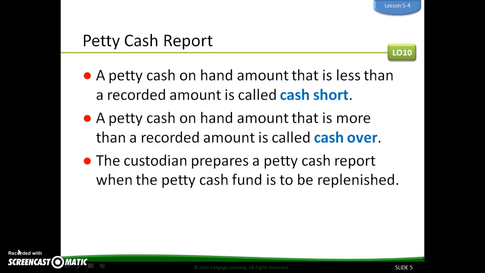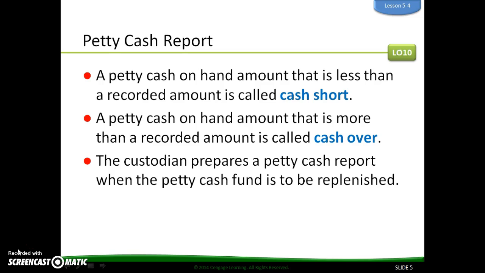So after you have had some activity or transactions going on in your petty cash account, you need to create a report to go ahead and record all the activity that has gone on in the petty cash account. And remember that once you put together that report, there's a chance that you may have more or less money than you think you should have based on the activity that has happened if you compare all of your petty cash slips.